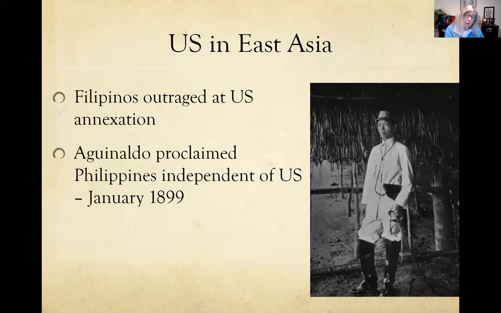So the original leader of the independence movement against Spain, that had actually been an ally of the United States when we invaded in May of 1898, was this man, Emilio Aguinaldo. And when the US begins and passes annexation and possession of the Philippines, he is outraged and he declares war on the United States and independence from the United States. So January of 1899, he declares independence from the United States, and basically they're at war with the United States.